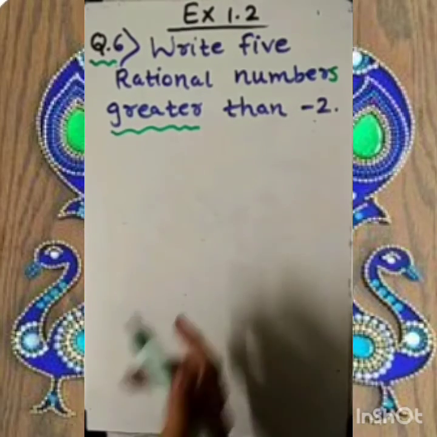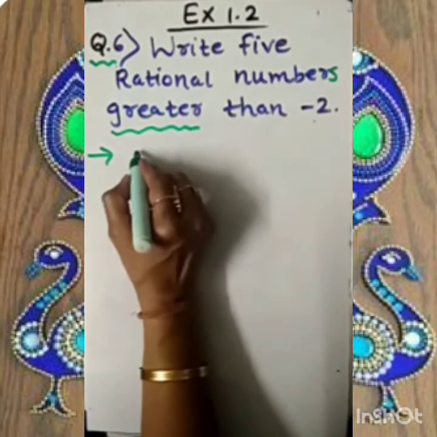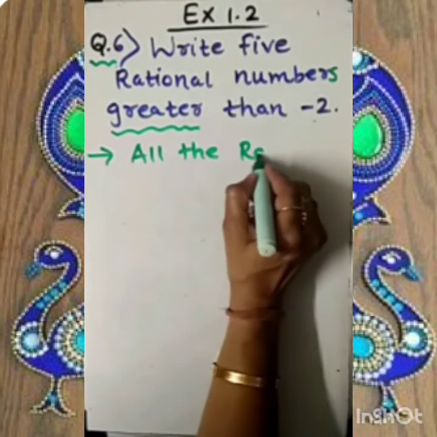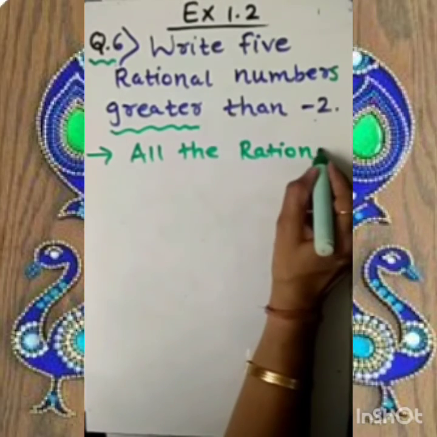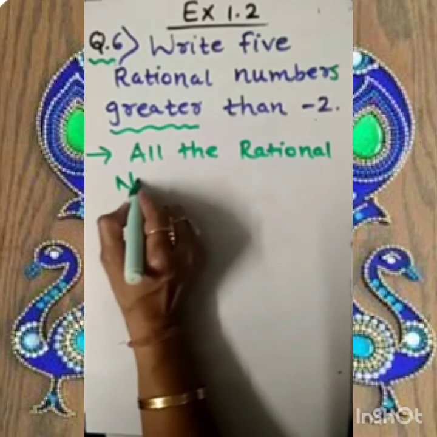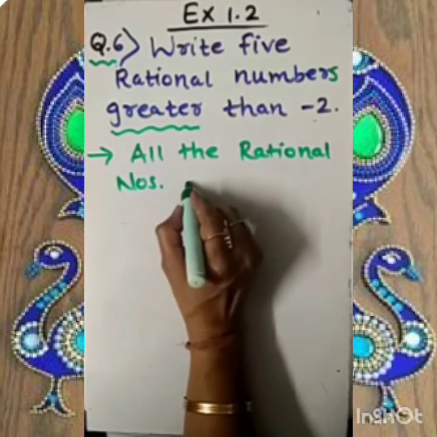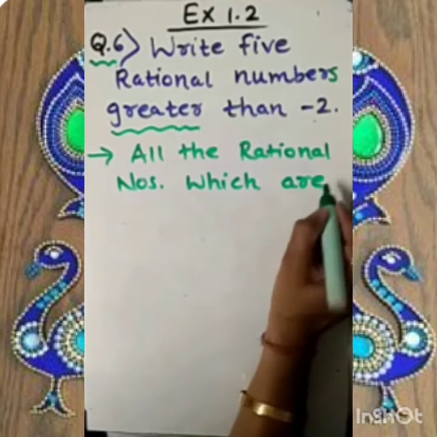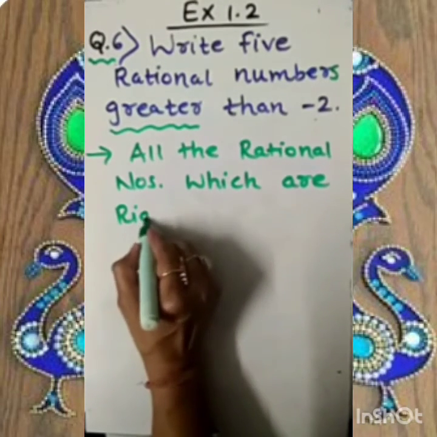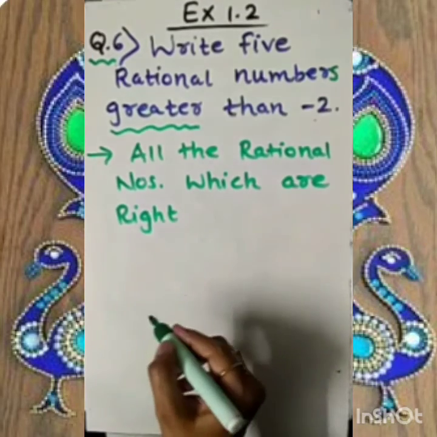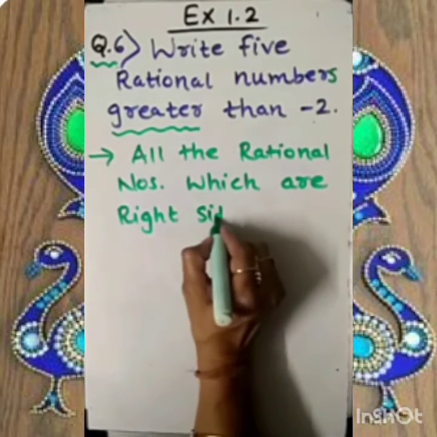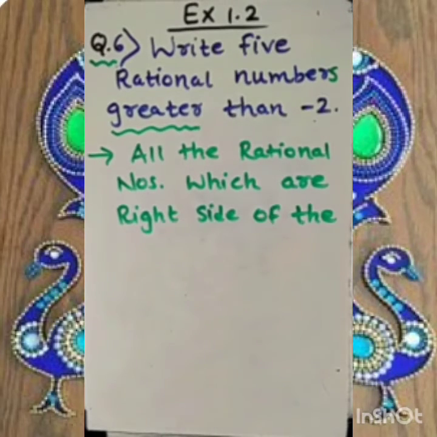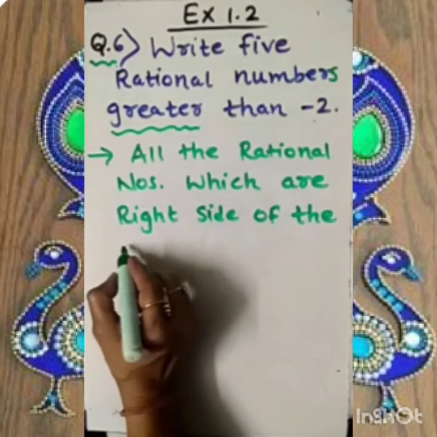Fine. So dear students, we need to write here all the rational numbers which are right side. This is for your explained part. Which are right side of the minus 2.